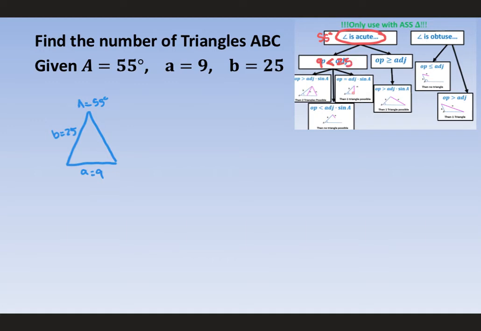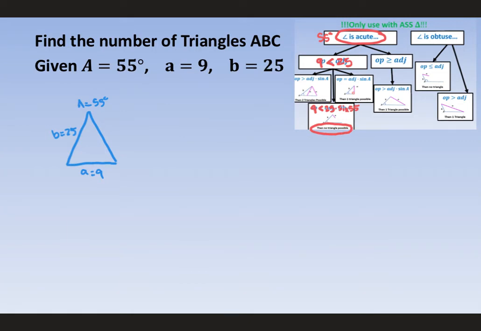And then we'll go ahead and calculate real quick. So we'll go 25 times the sine of 55, and we have a is 9 still. And 25 times the sine of 55 is 20.5. And so you'll see that 9 is definitely less than 20.5, and that puts us on this path right here, which says then there is no triangle possible.